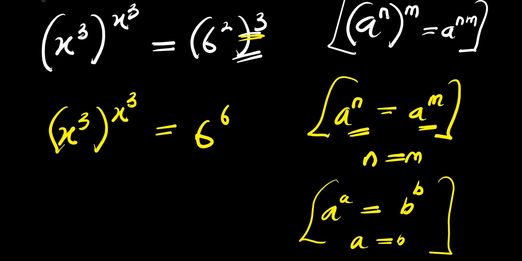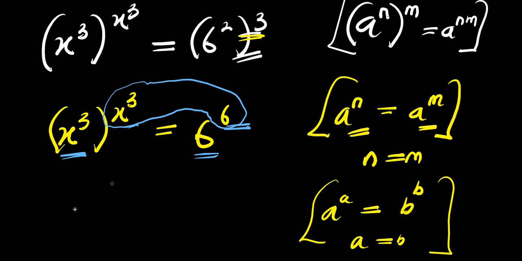Now, come over here. This and this are the same. This and this are the same. So we can compare the exponents. So we can say x to the power of 3 equals 6.